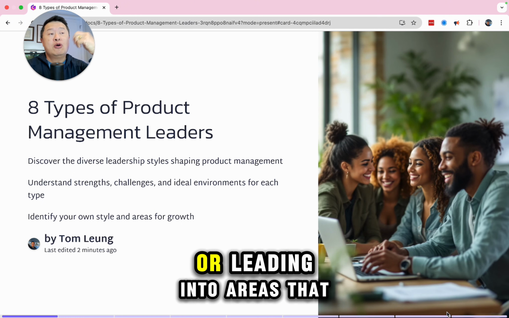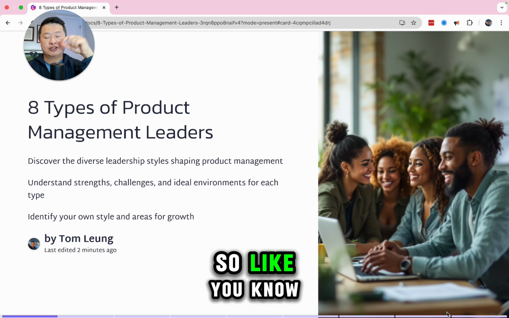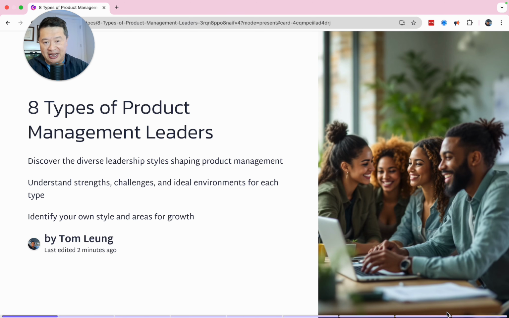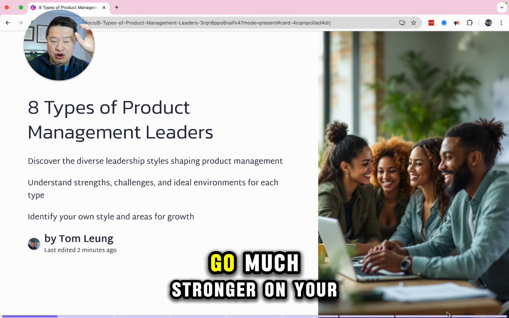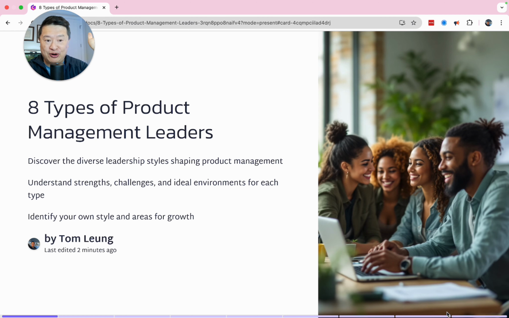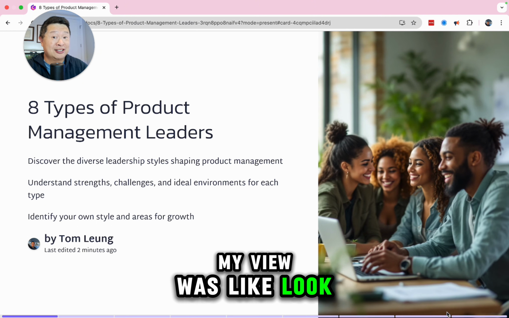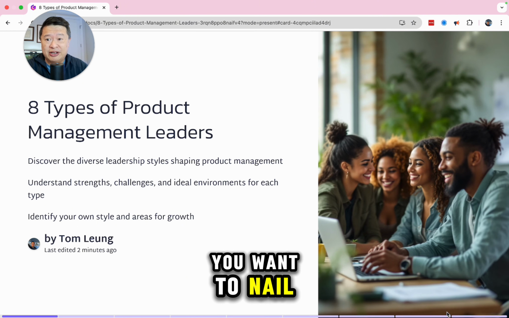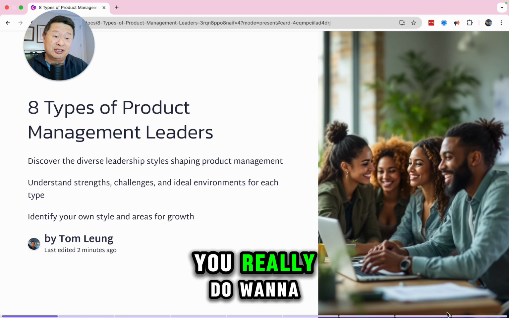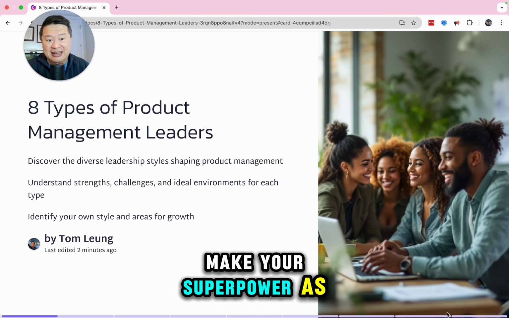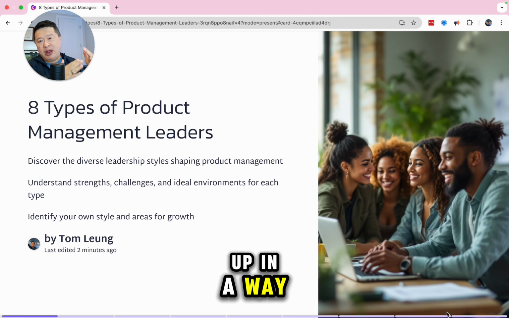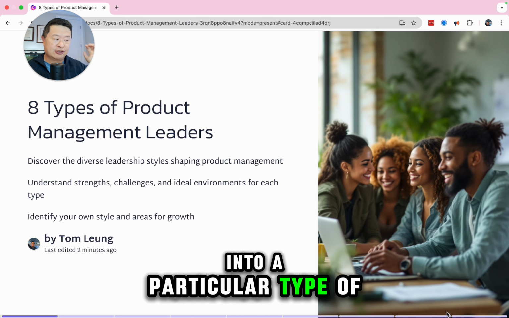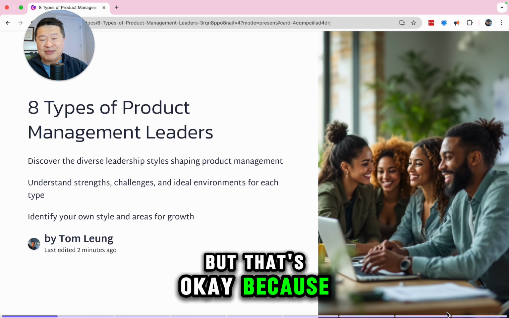I was being asked by the cohort, hey, what's your view on trying to invest in improving areas that you're weak or leaning into areas that you're strong? So for the T-shaped skill set, do you focus on shoring up kind of weak parts of the horizontal bar, or do you go much stronger on your vertical bar? And since that cohort is a bunch of fairly experienced PMs, my view was look, early career, for sure, you want to nail the fundamentals, but mid-career forward, you really do want to make your superpower as impactful as it can be. Now, what that then means is that you end up, in a way, typecasting yourself into a particular type of product leader, but that's okay because that is who you are.